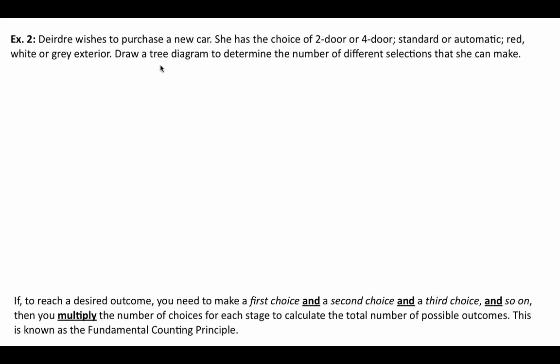And so what we want to do is use a tree diagram to determine the total number of selections that she might have when she's choosing a car. Of course, we set up our different stages. First we're going to look at the doors, then the type of transmission, then the color of the car. Underneath doors, we have 2 choices: either a 2-door car, or a 4-door car.